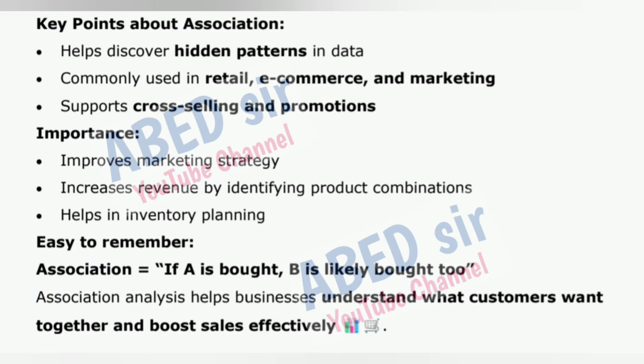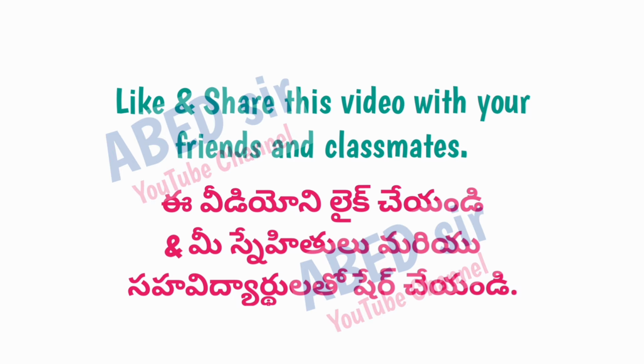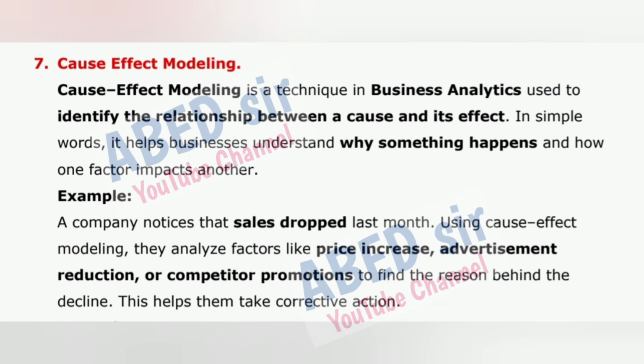Helps in inventory planning. Easy to remember. Association is equal to if A is bought, B is likely bought too. Association analysis helps businesses understand what customers want together and boost sales effectively. Next important short question is 7.